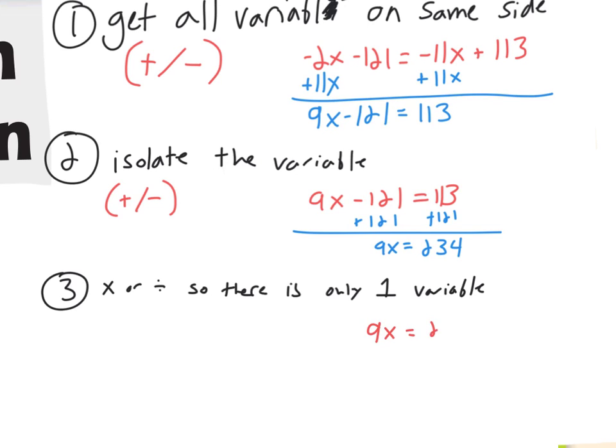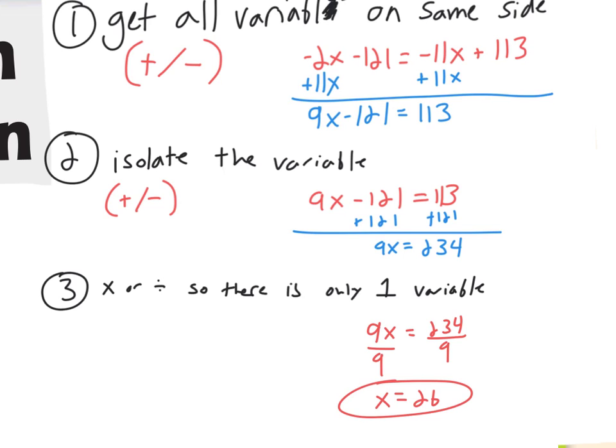9x equals 234. We have 9 times x. So what's the opposite of that? Divide. So instead of multiplying x by 9, we're going to divide it by 9. Which would give you x is equal to 26, I believe. That would be a good thing to use your calculator on. So these are the 3 steps to solving all of these algebra problems.